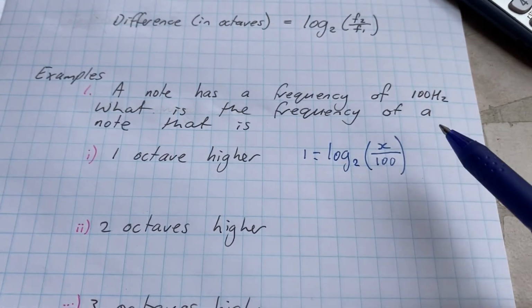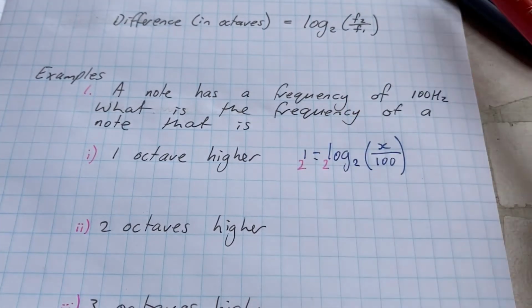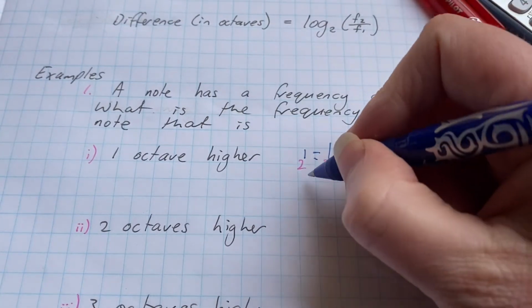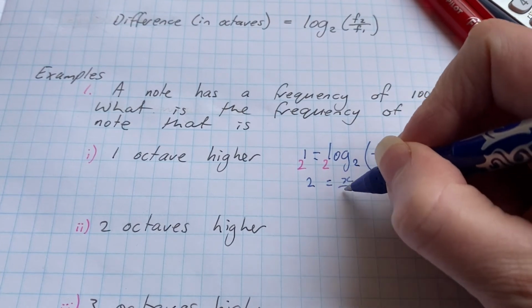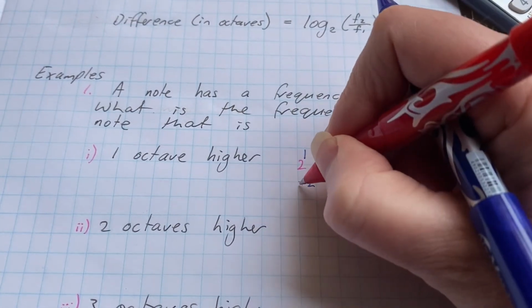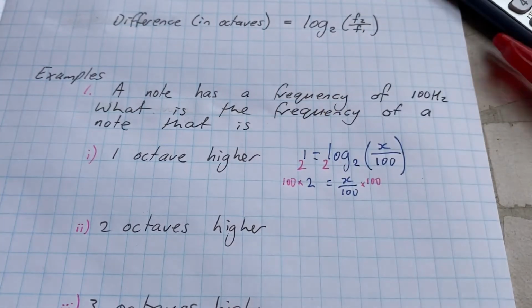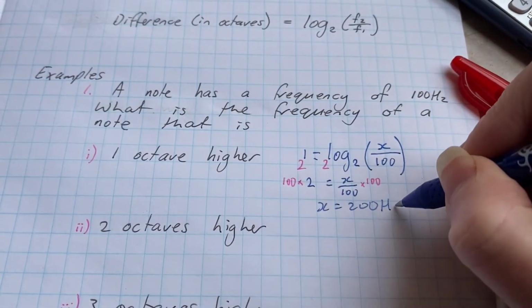That's the frequency. So this is slightly different from what we were doing on the other ones. So to solve that, I'm going to go 2 to the power of each side. So 2 to the power of 1, of course, is just 2, and X over 100 times by the 100. So obviously 200 is the answer. 200, and that's measured in hertz.